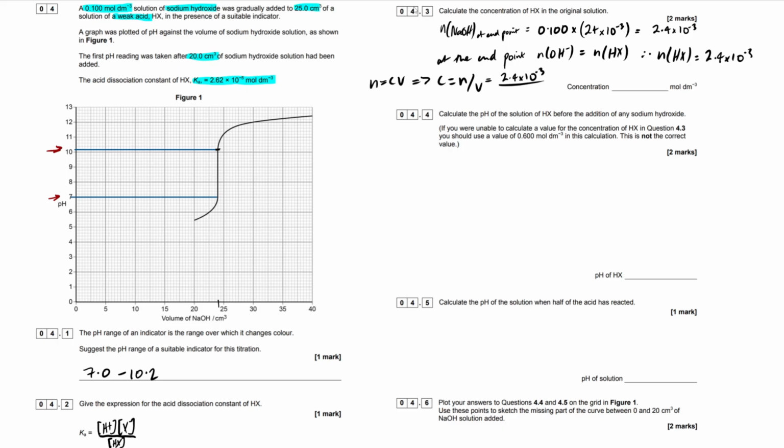So our moles is 2.4 times 10 to the minus 3, and our volume here is going to be 25 times 10 to the minus 3, because they told us in the question right here. Again, centimeters cubed to decimeters cubed, divided by 1,000. Plug that in your calculator and you get 0.096 moles per decimeter cubed. So I'm going to chuck that in my answer box right there. Easy peasy, another 2 marks in the bag.